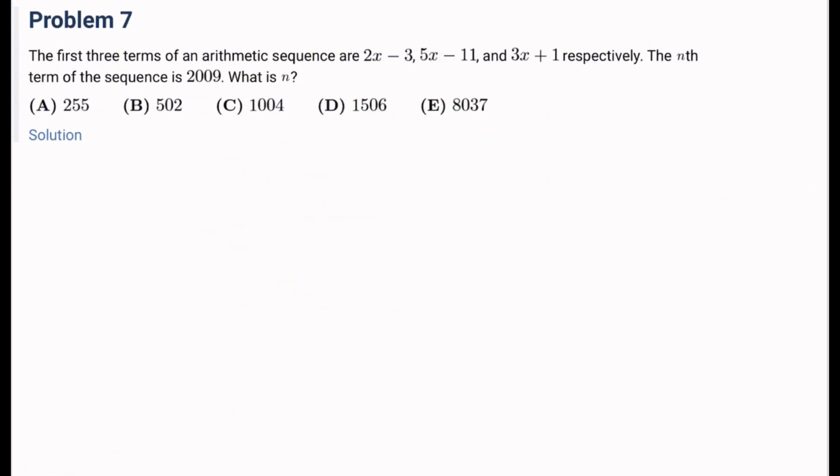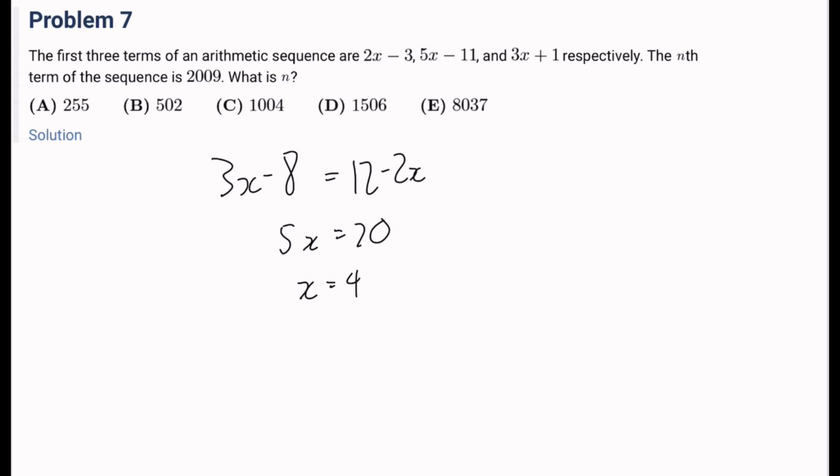Problem number 7. The first 3 terms of an arithmetic sequence are 2x minus 3, 5x minus 11, and 3x plus 1 respectively. The nth term of the sequence is 2009. What is n? Okay, so the common difference will be the same, right? So these two give us 3x minus 8, and then these two give us 12 minus 2x, right? So 3x minus 8 equals 12 minus 2x, so 5x equals 20, x equals 4, right?